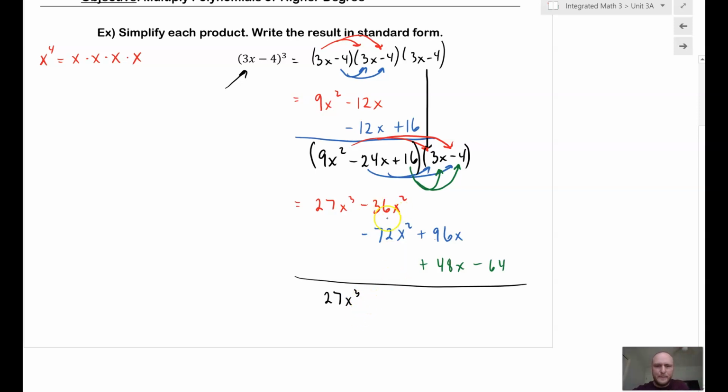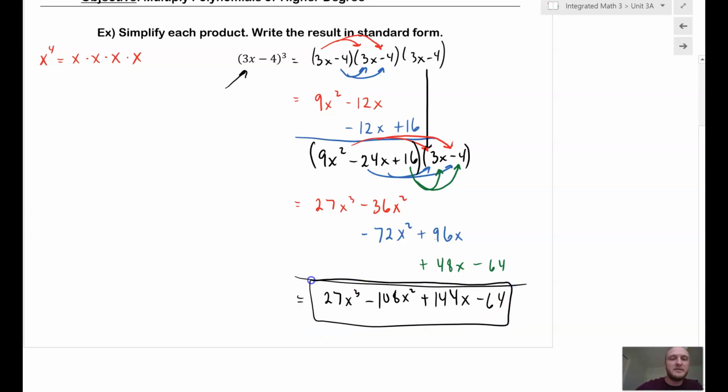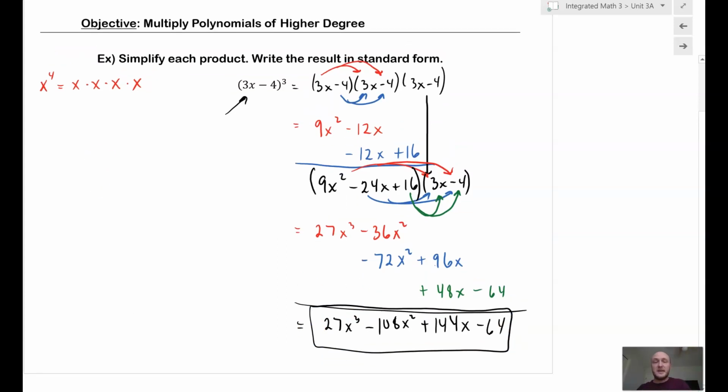Okay, here this is negative 108x squared. 96x combined with 48x is 144x minus, so I'm running out of room down here, 64. Okay, and there you have it. All right, so that's how you take a binomial cubed, expand it, then you do your multiplication.